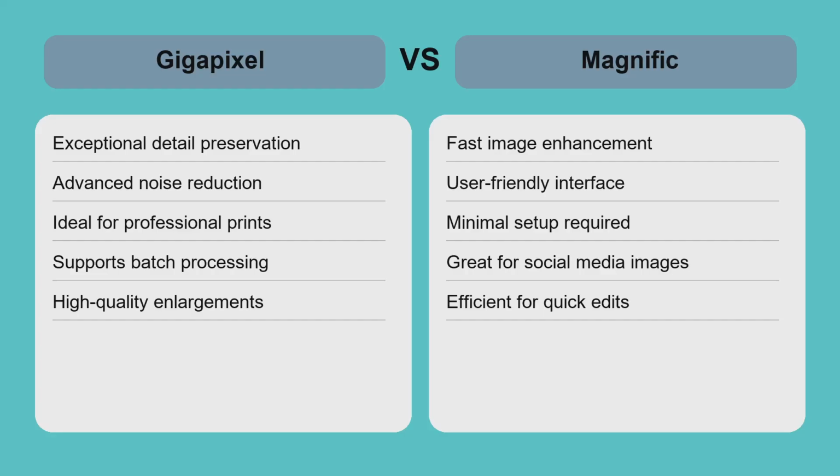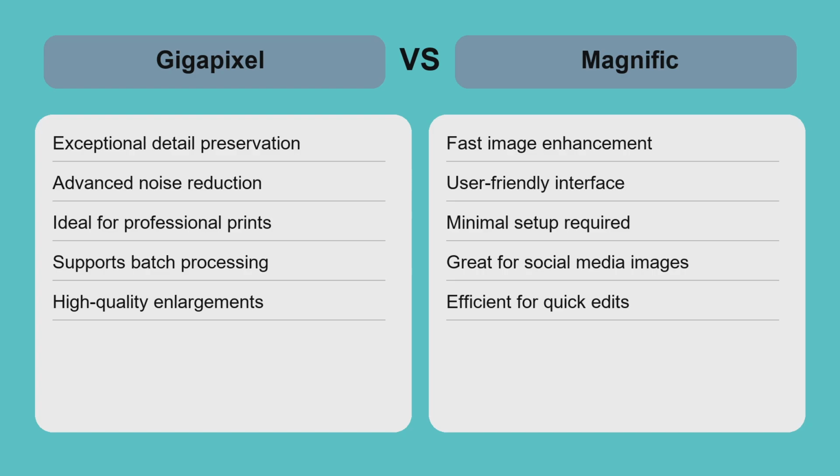Gigapixel and Magnific serve different needs in real-world scenarios. Gigapixel excels when quality is paramount, such as restoring old photographs, professional prints, or detailed artwork, thanks to its advanced AI models and noise reduction. However, it requires more powerful hardware and longer processing times.